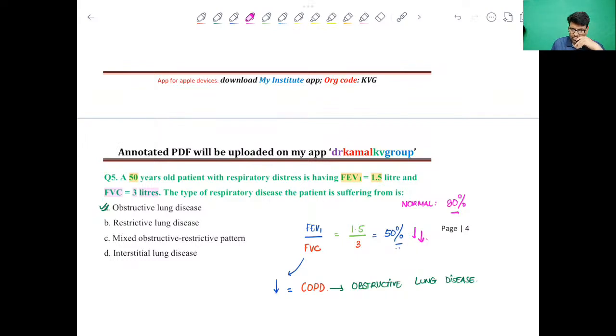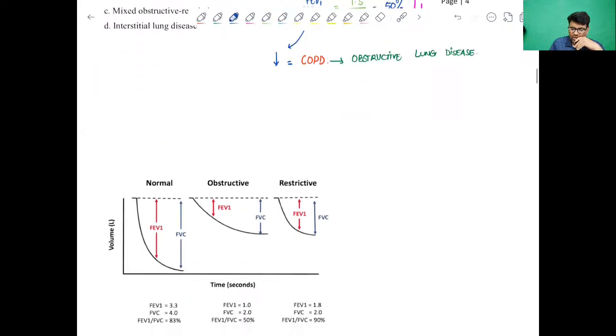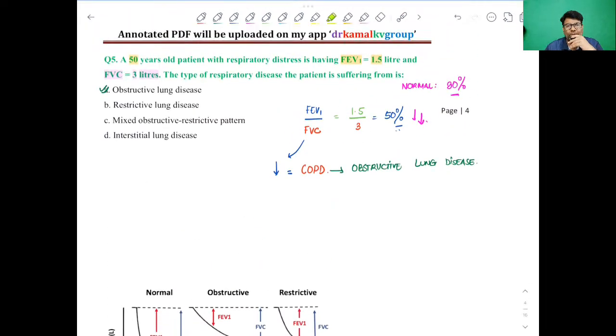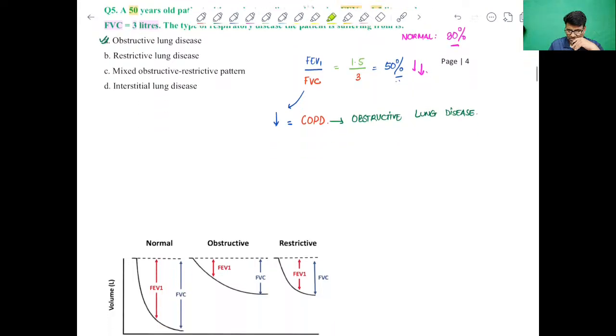And restrictive interstitial, yes, absolutely right, Zaim. So restrictive interstitial, it is just the same thing. If we look here, in normal it should be around 80%, but you can see in obstructive it is very less, and in restrictive it is more or less normal, or slightly even more than the normal. So this is how you need to check what kind of condition is being given, taking the ratio of FEV1 to FVC. Clear? So this is obstructive lung disease.